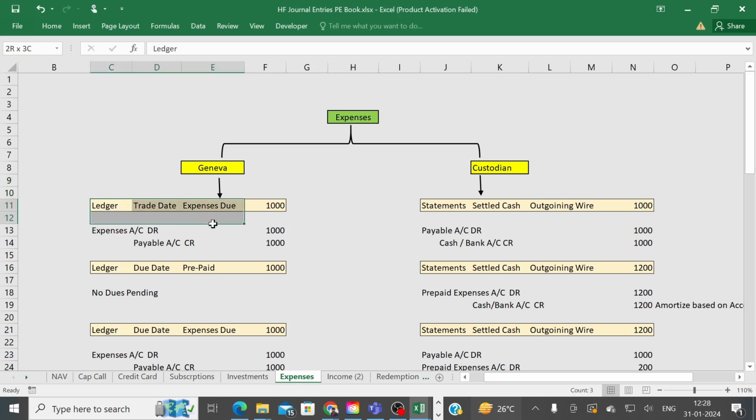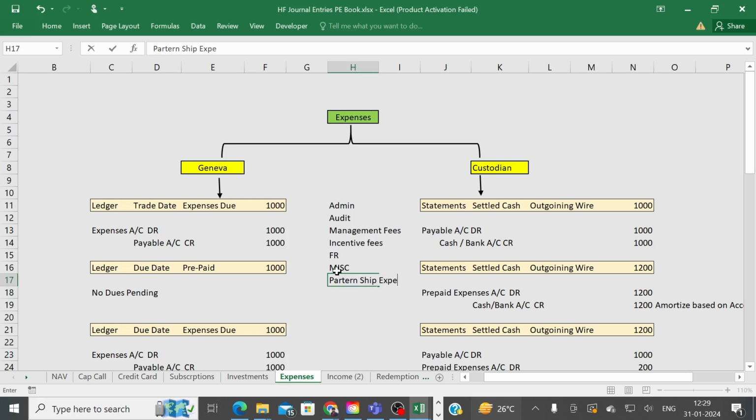So let's say you have any due expenses. When we talk about expenses, they would be admin expenses, audit expenses, management fees, incentive fees, financial reporting expenses, miscellaneous expenses, other partnership or fund expenses, etc. Any expenses, right? Any means any expenses.